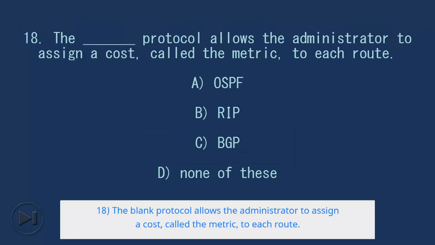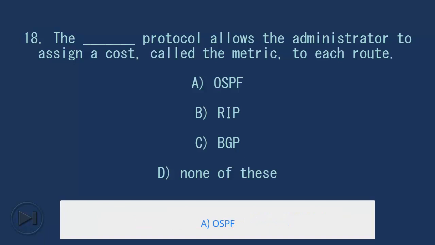18. The blank protocol allows the administrator to assign a cost, called the metric, to each route. A, OSPF. B, RIP. C, BGP. D, none of these. Answer, A, OSPF.